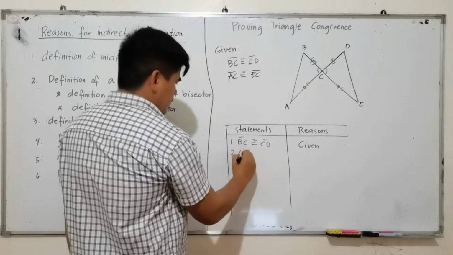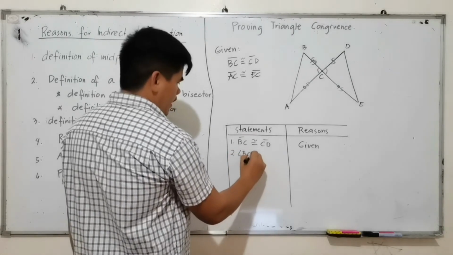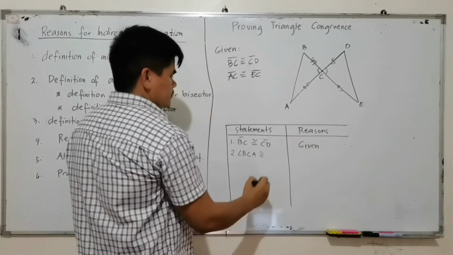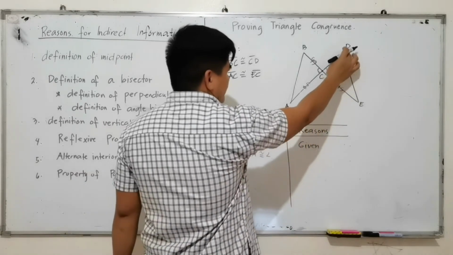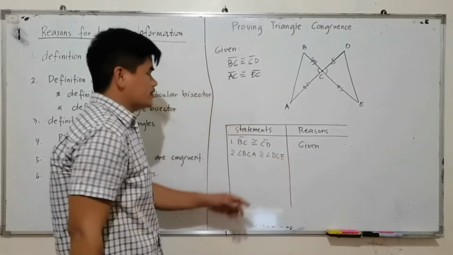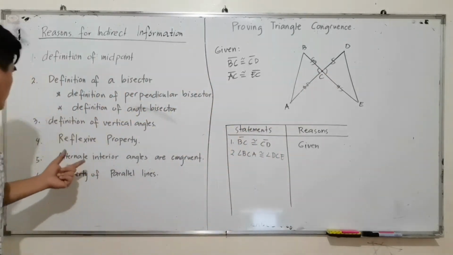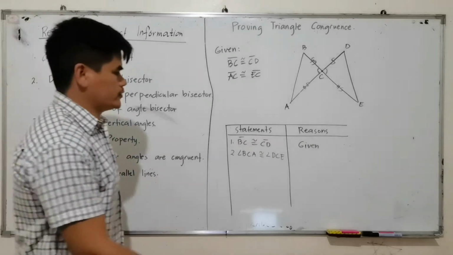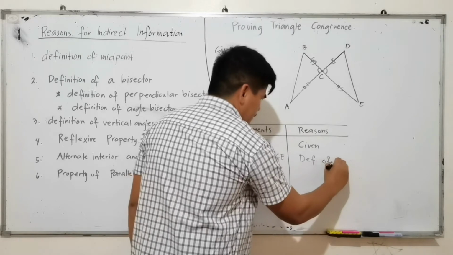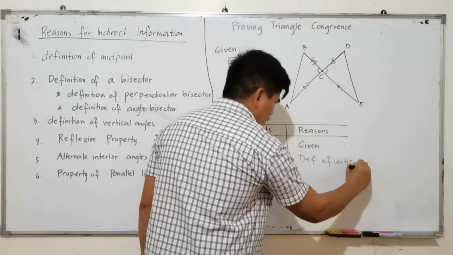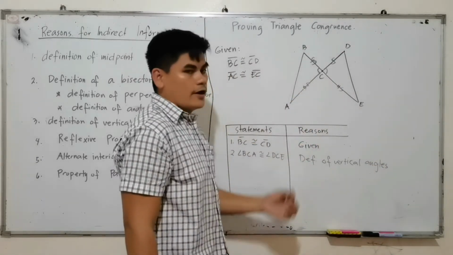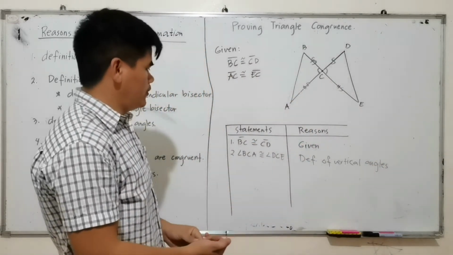So we will write that angle. Angle BCA is congruent, that refers to this angle, with angle DCE. What is the reason? The reason is that they are vertical angles. So your reason here is definition of vertical angles. Take note, since they are vertical, they are said to be congruent or equal.